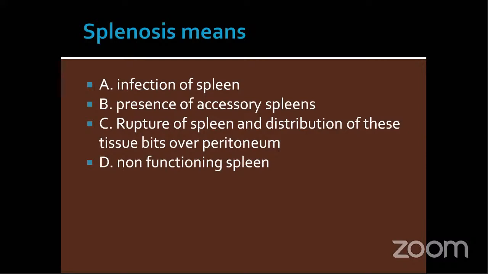For any reason, whenever the spleen gets ruptured, the ruptured bits, if they have any vascular supply, will immediately derive blood supply, usually from the greater omentum, and start functioning as a spleen. So rupture of the spleen and distribution of these tissue bits over the peritoneum is called splenosis. So during your splenectomy, you must search not only for the splenunculi but also for this splenosis. Any tissue resembling the spleen should be removed.